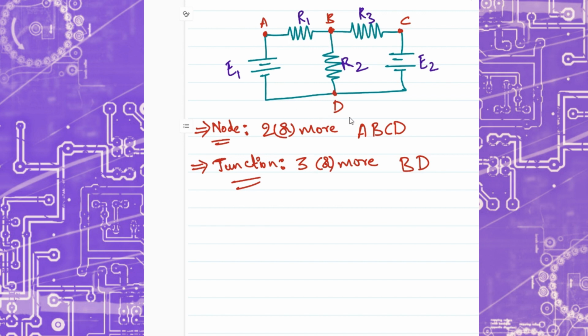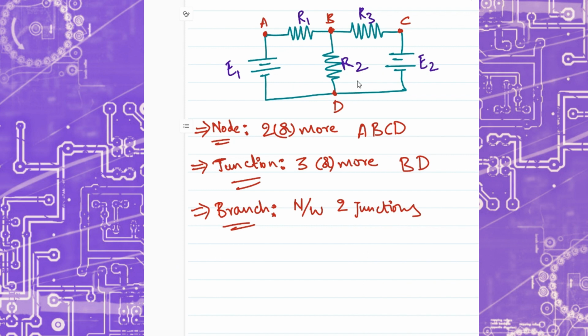I guess it is clear for you now. And the next term that we would like to discuss is the branch. Branch is nothing but a part of the circuit which lies between the two junctions. So remember that a branch is a part of the network which lies between two junctions.